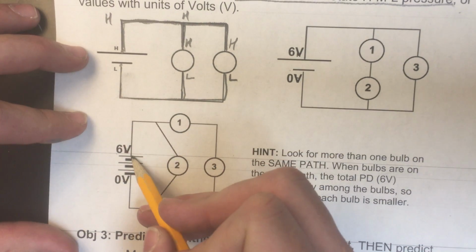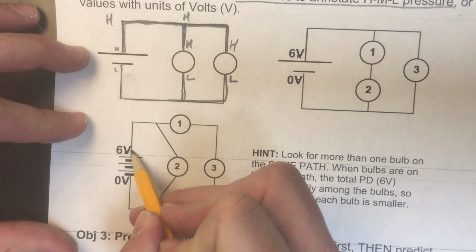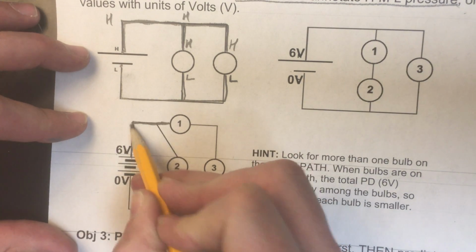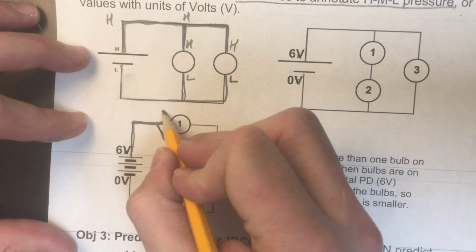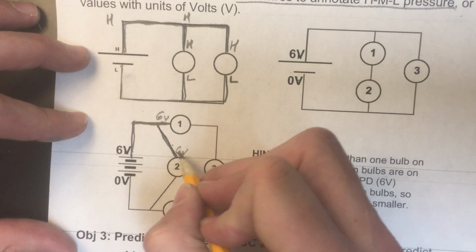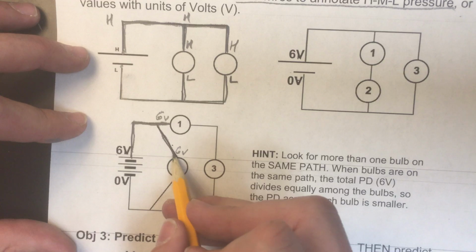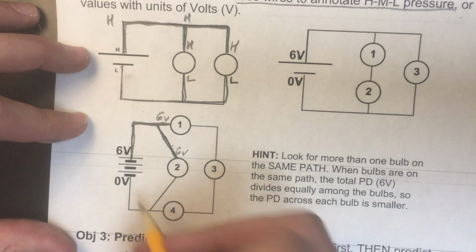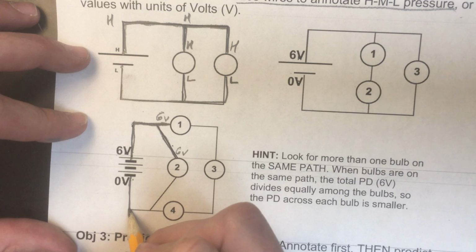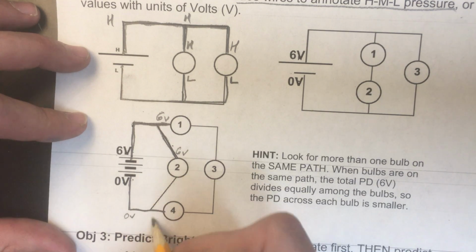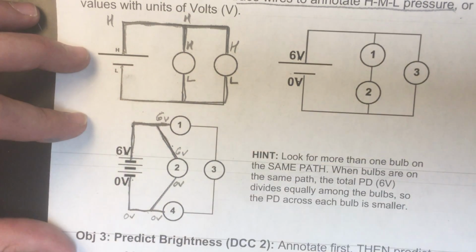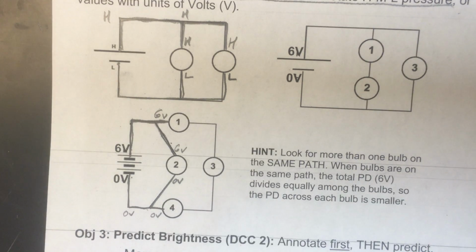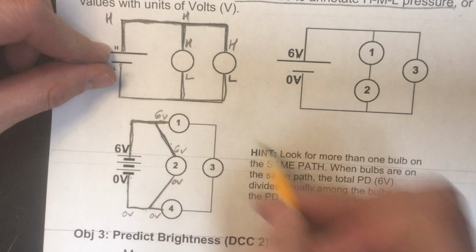So let's try doing some annotation here. I'm going to start with this, and I'm going to trace wires that are connected back to the 6 volt side of the battery. I know that this has to be 6 volts and this has to be 6 volts because they're both connected back to the 6 volt side. Same thing on this side. Now I know that has to be 0 volts, and this is connected too, so that would have to be 0 volts.